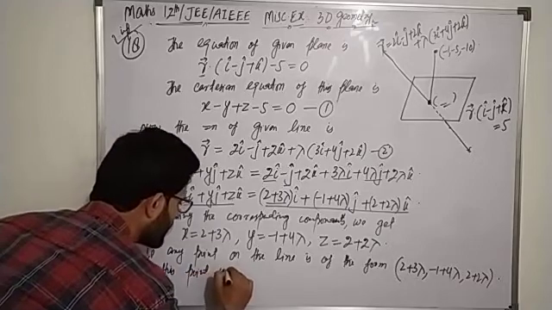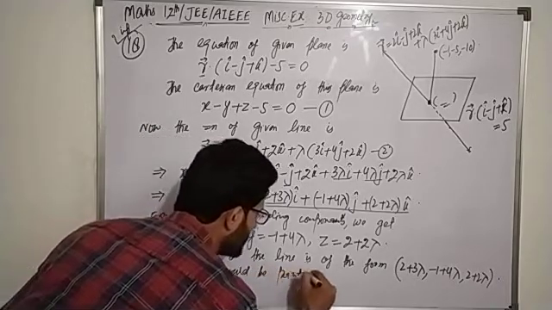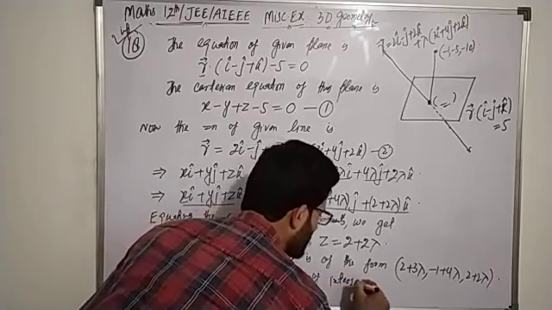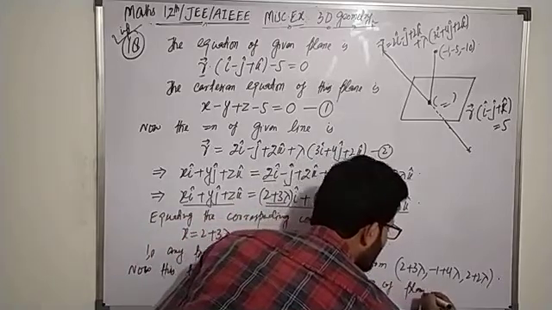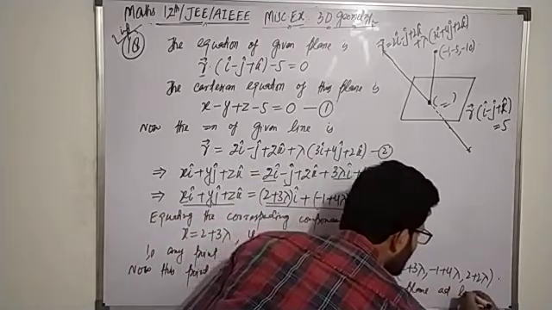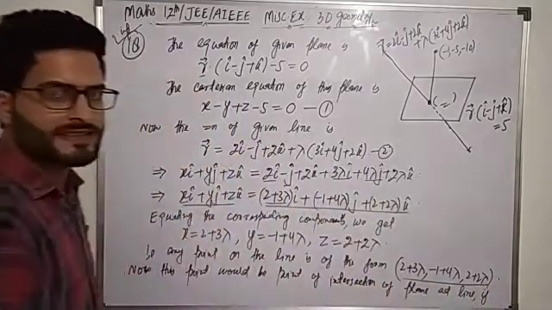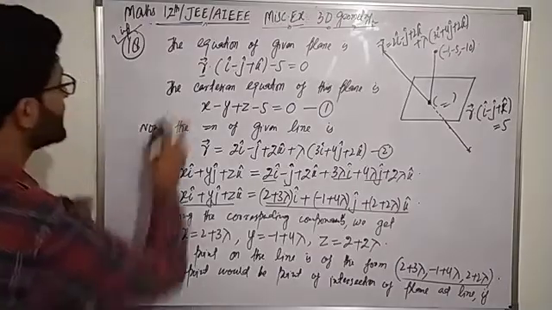Now this point would be the point of intersection of plane and line if this point satisfies the equation of the plane, if it satisfies the equation of plane first.